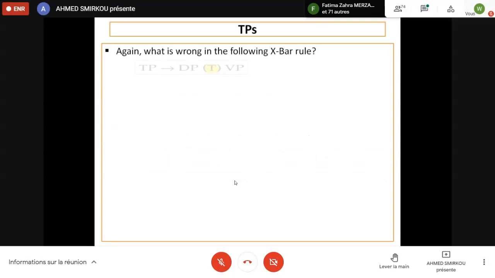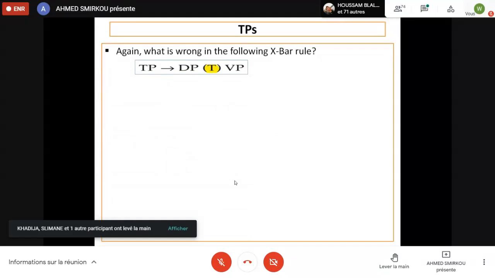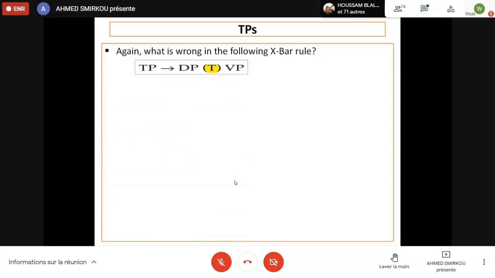What is wrong in the following X-bar rule? Think of CP, C, and TP. What is wrong? If you know the answer, raise your hand, please. Bilkush, yes? It's the head that is optional, which it should be obligatory. The T, exactly, yes, in the tense phrase.